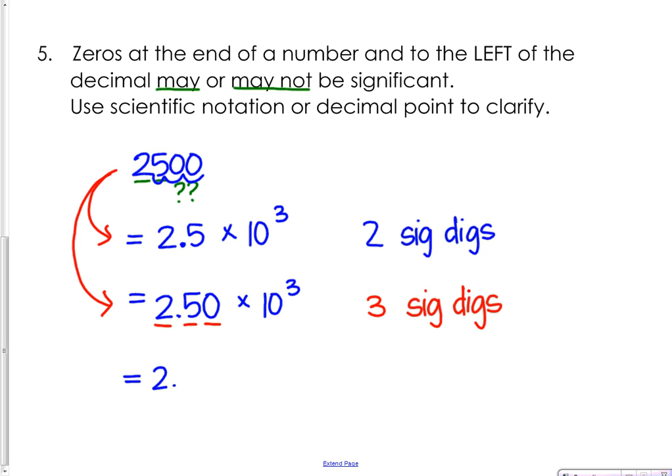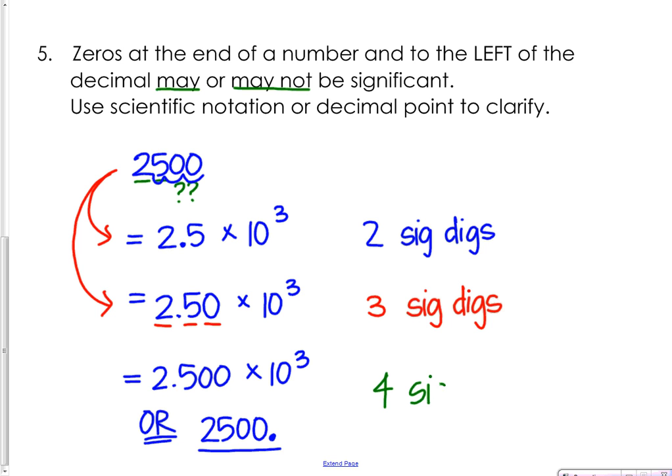I could either write it in scientific notation as 2.500 times 10 to the third, or, and this is the easier way, I can just draw the decimal point in. Now, when scientists do this, they're indicating that they want everything up to the decimal point to be significant. And so when this is done, this is showing you that either one of these numbers has 4 sig digs. The rule that I tell my students is that you should never have a big number that ends in zeros. If you end up with a big number that ends in zeros, you should always change it to scientific notation.